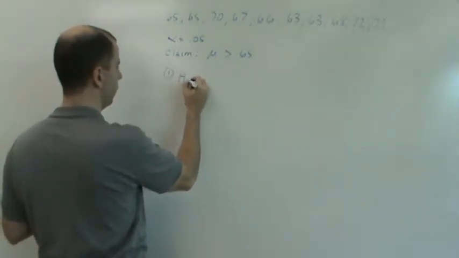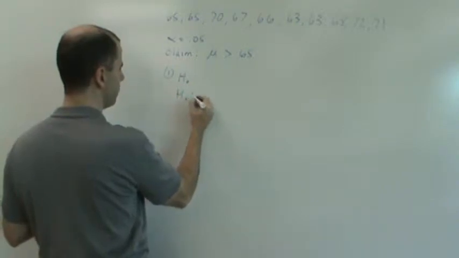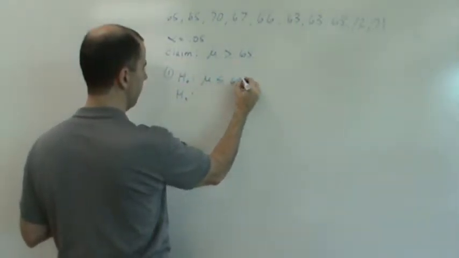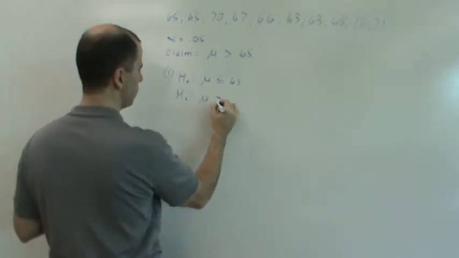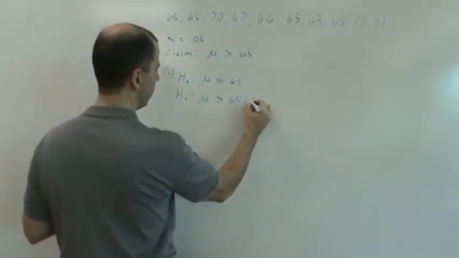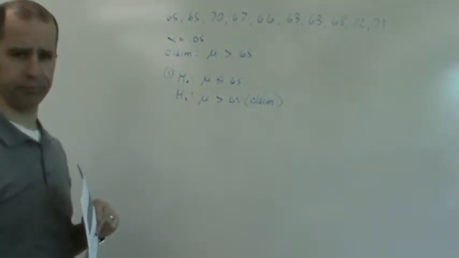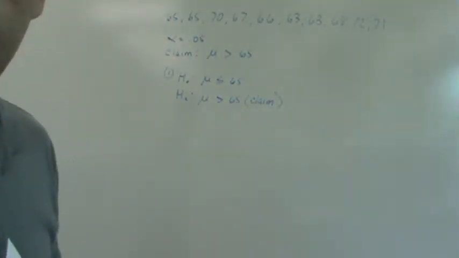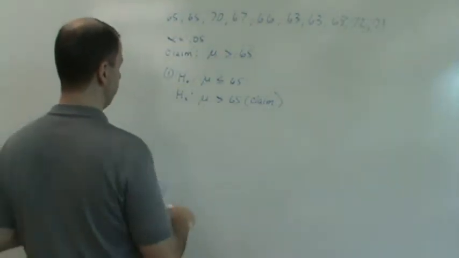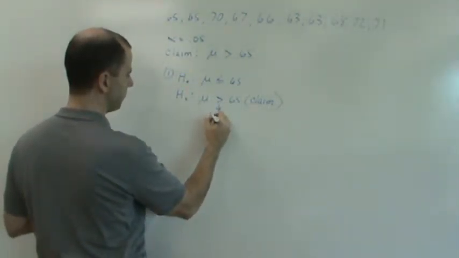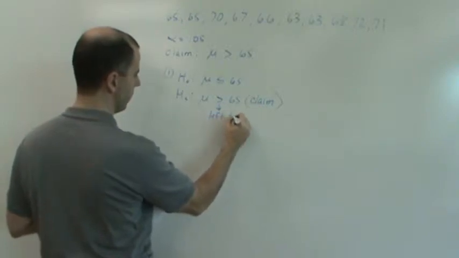So the null and alternative hypotheses is then this. It's going to be mu is less than or equal to 65 versus mu is greater than 65, and this is the claim. Okay? Can everybody see that? Okay, good. So this is the claim. Now, again, this is going to be a right tail test.